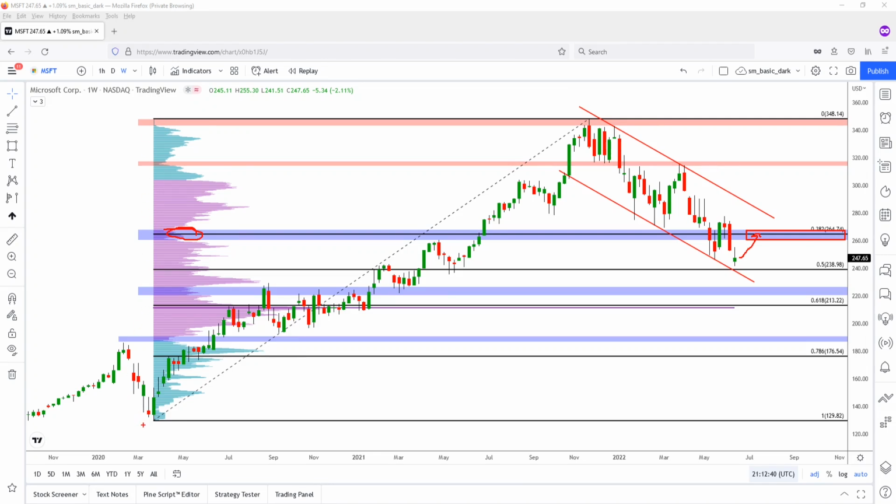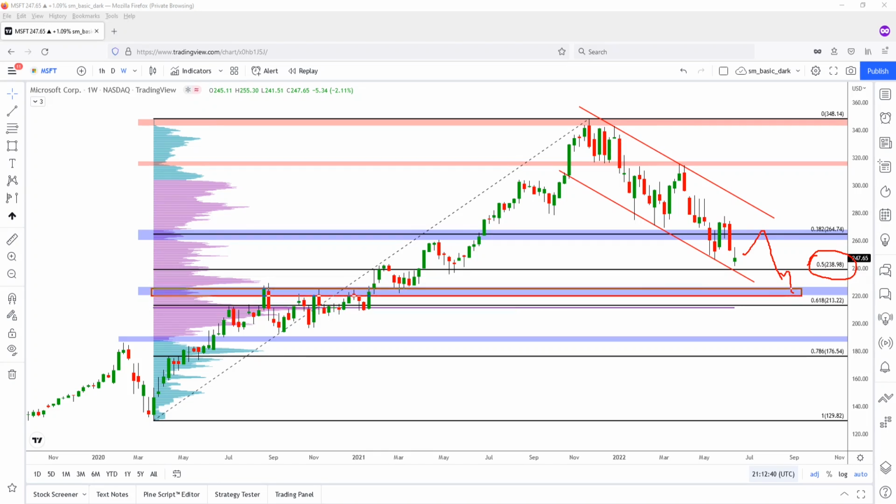I also have a composite volume profile from the pandemic low to the most recent price. So we see that it is possible to come up and tag this 382 retracement somewhere around 265, and also test this low volume zone. By the time it comes up, it could be in confluence with this declining trend line on this price channel. Once it comes up, we could also see it push back down and test the 50% retracement level somewhere around 239, and proceed down to the next low volume area here.